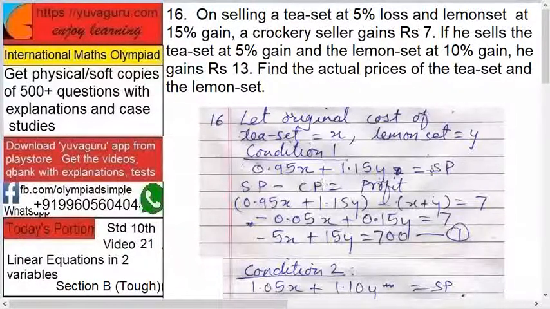Okay. Now SP minus CP equals profit, the basic rule of business. So SP minus CP equals profit. So 0.95x plus 1.15y is the total SP of both, and now find the total CP of both, minus x plus y, because x and y.